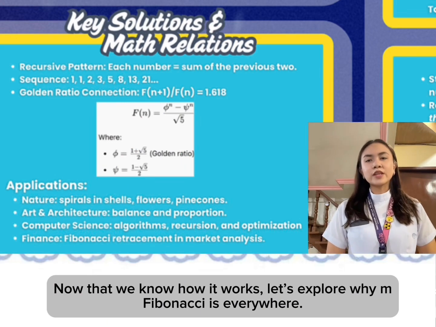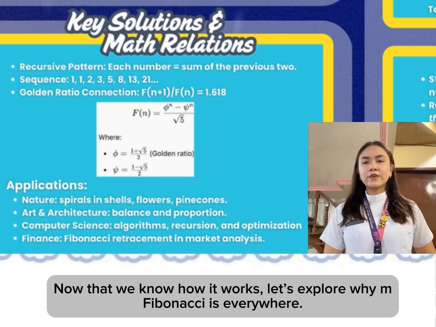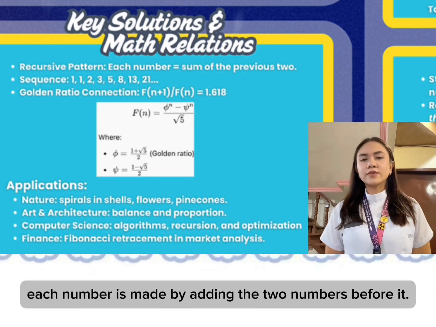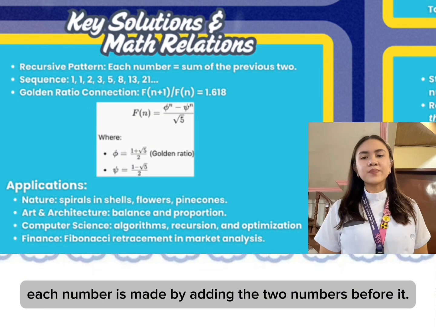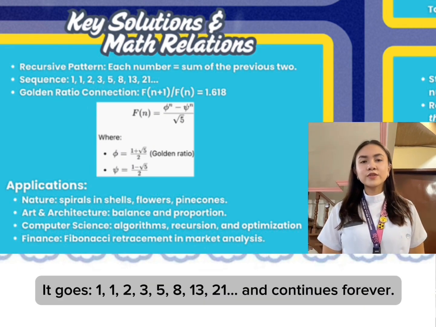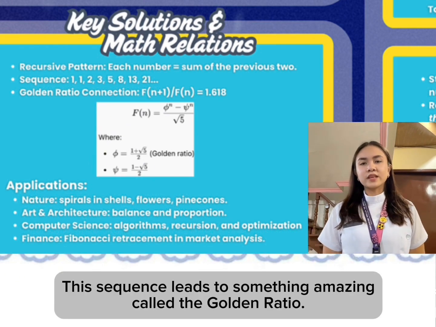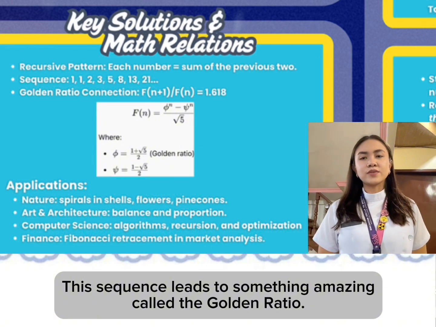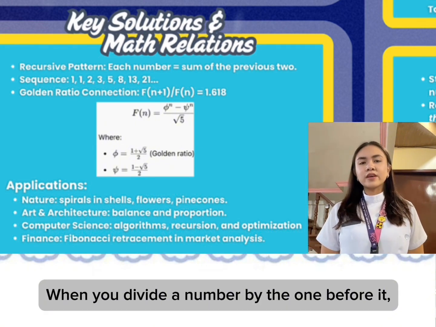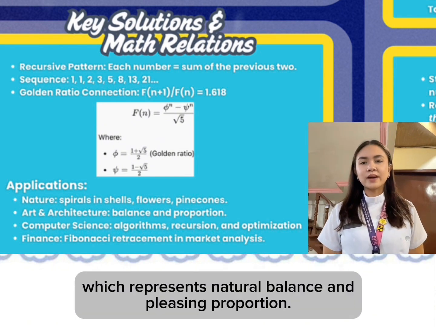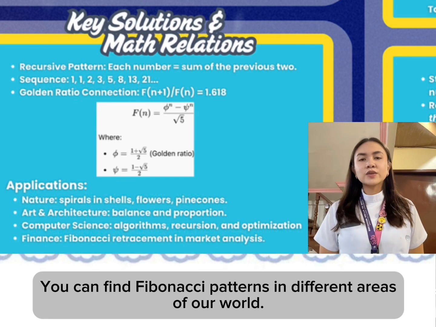Now that we know how it works, let's explore why Fibonacci is everywhere. The Fibonacci sequence works in a repeating pattern where each number is made by adding the 2 numbers before it. It goes 1, 1, 2, 3, 5, 8, 13, 21, and continues forever. This sequence leads to something amazing called the golden ratio. When you divide a number by the one before it, you get a value close to 1.618, which represents natural balance and pleasing proportion. You can find Fibonacci patterns in different areas of our world.